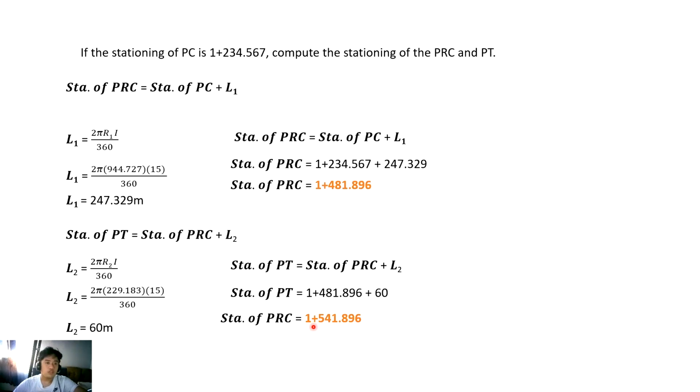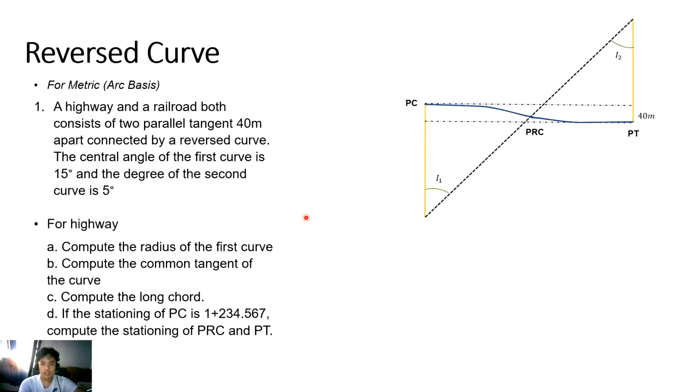So, if the stationing of PC is 1 plus 234.567, compute the stationing of the PRC and PT. So, para naman sa PRC, bale, yung PRC kasi natin ay, nakita naman natin dito, ito.